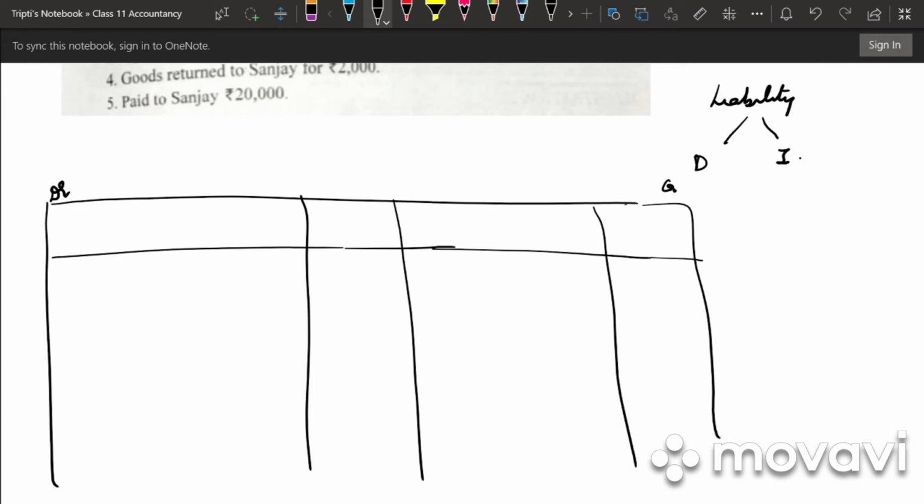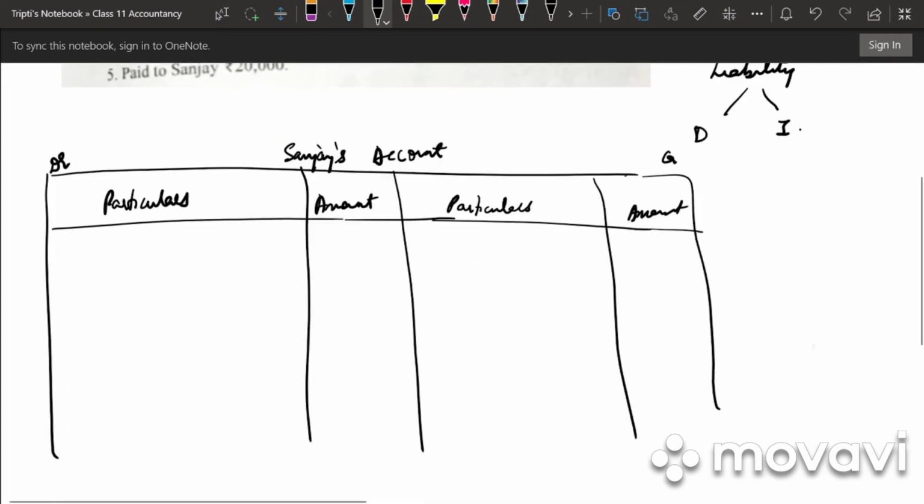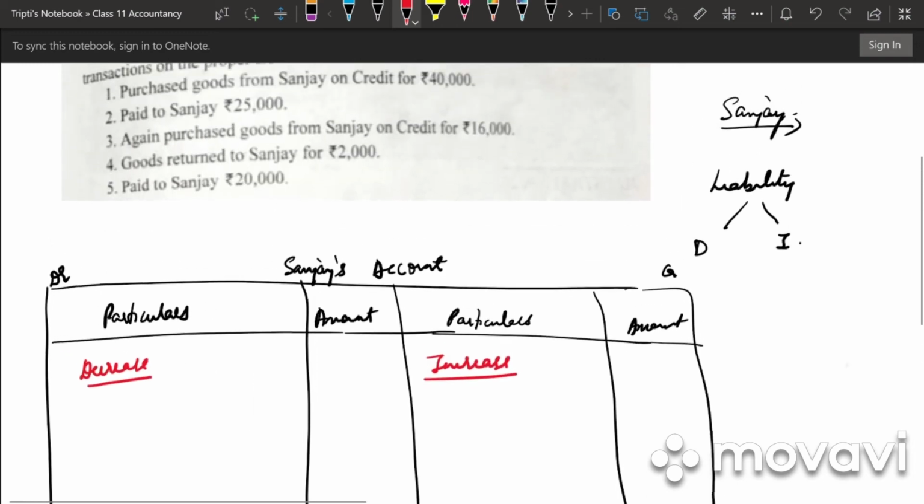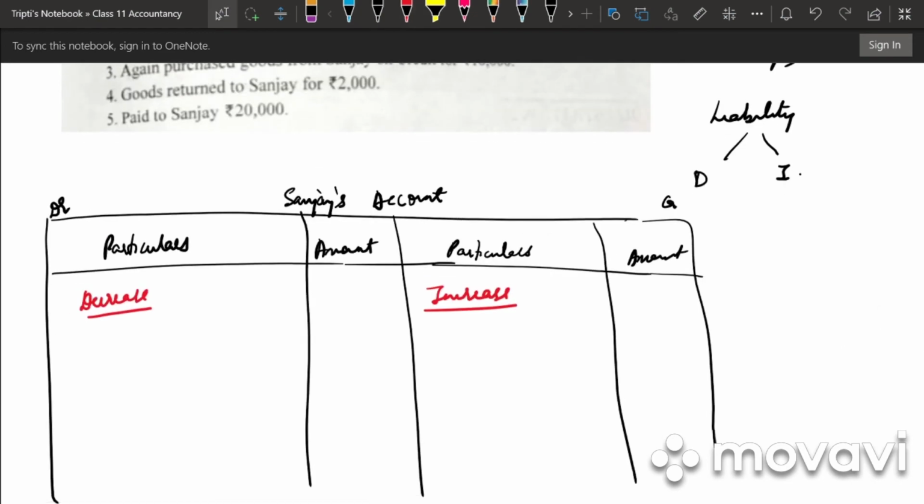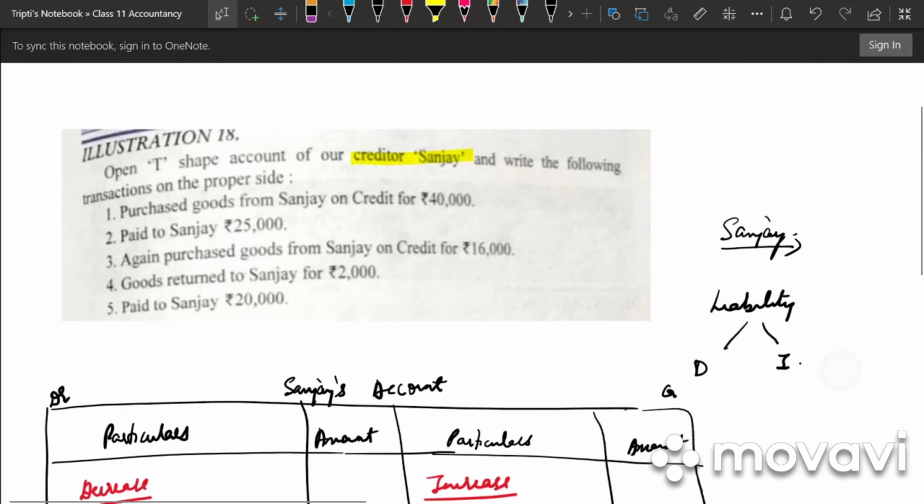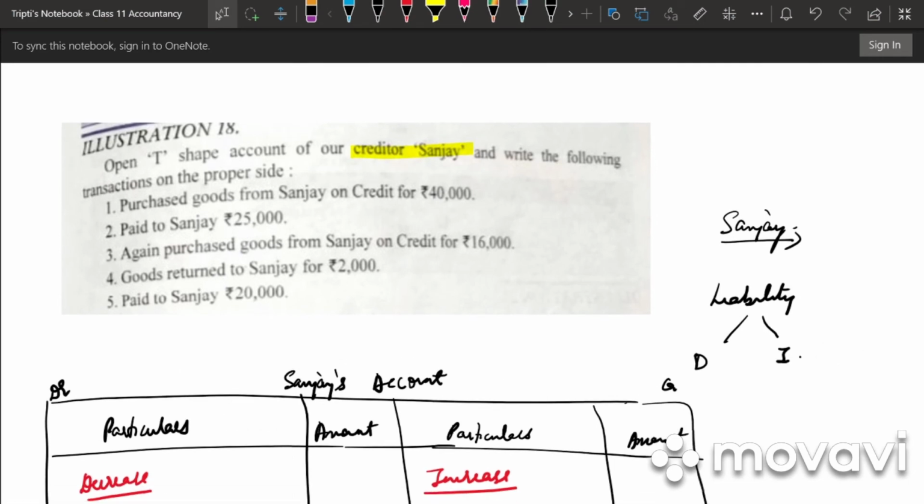We have debit side, credit side. Account would be Sanjay's account. We have particulars, amount, particulars and amount. So on the debit side we have decrease and on the credit side we have increase. This decrease and increase is just for your understanding. You need not write it in your exam. So first we have purchase goods from Sanjay on credit for 40,000.